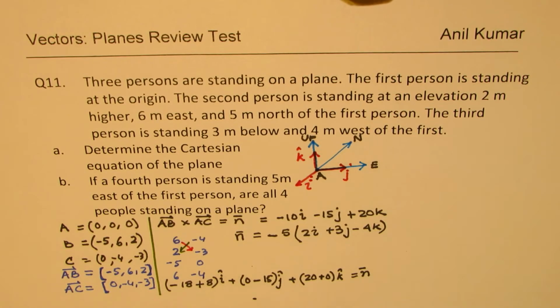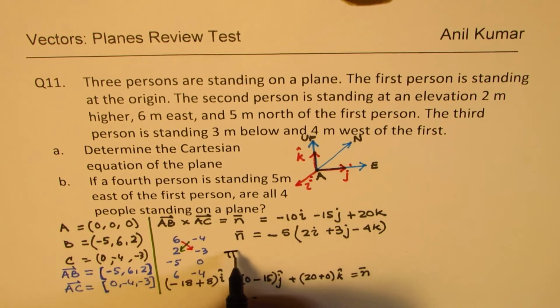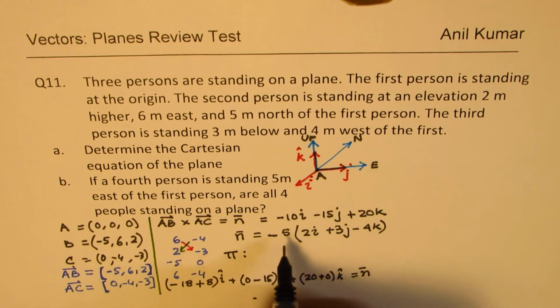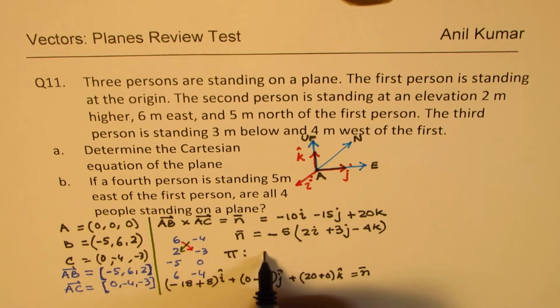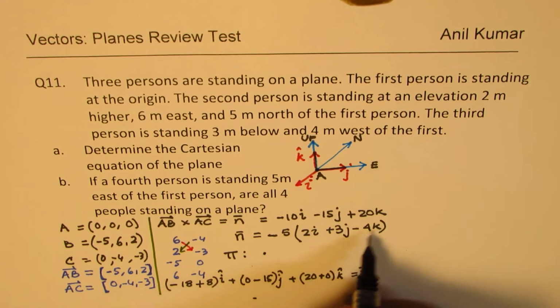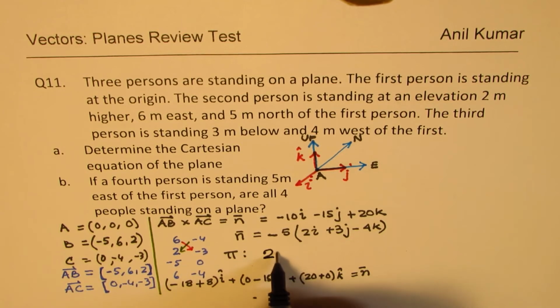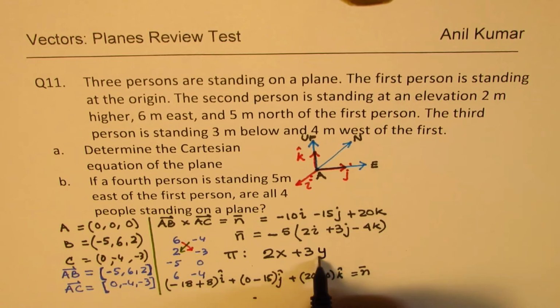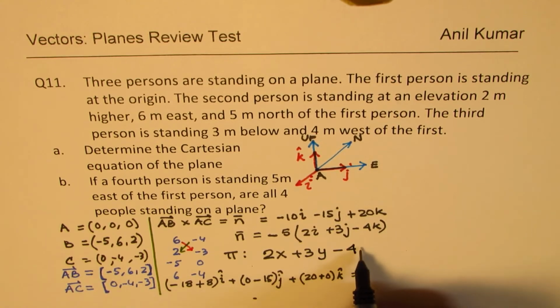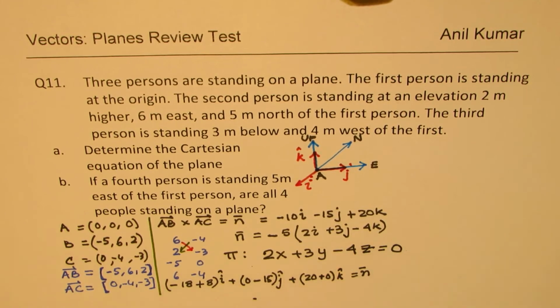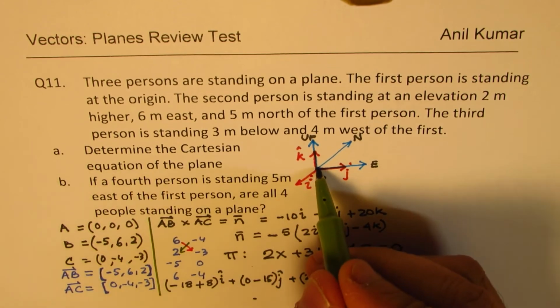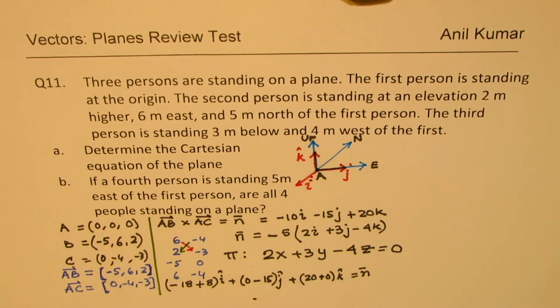And therefore, we have our equation, which will say the plane equation will be given to us as, this is not 2I, 3J, and 4K. So we could write this as 2X plus 3Y minus 4Z equals to 0. Now the value of D is basically 0, since one person is at the origin. So we are considering the point at the origin.